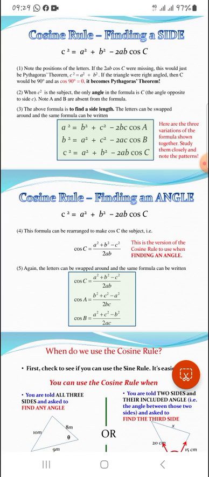That is if you are looking for side A. B squared is equal to a squared plus c squared minus 2ac cos b. That is if you are looking for side B. And c squared is equal to a squared plus b squared minus 2ab cos c. That is if you are looking for side C.